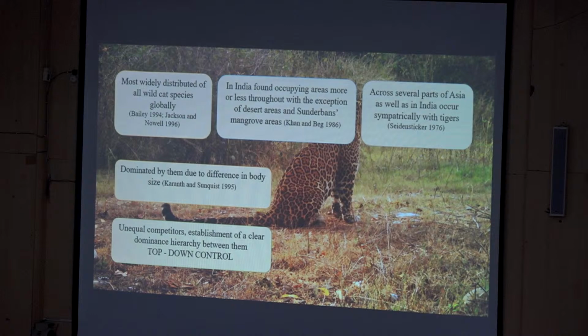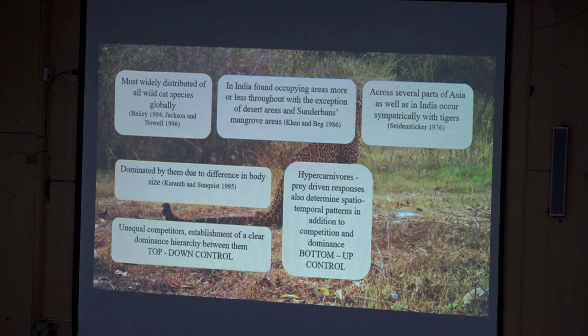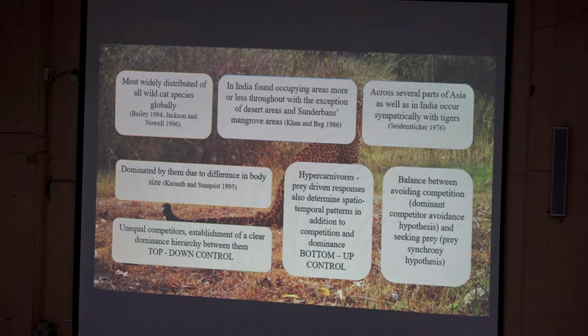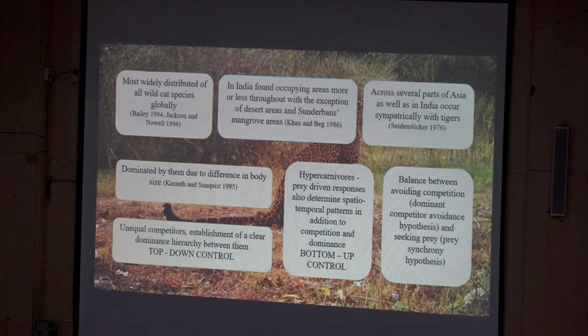There is establishment of a clear dominance hierarchy between the two, with tigers exerting top-down control over their less dominant counterparts, the leopards. However, leopards being hypercarnivores do show favorable responses in the spatial patterns in addition to competition and dominance. This forms the basis for bottom-up control. Therefore, there is a neat balance between avoiding competition as well as seeking prey for leopards, and there will be tradeoffs between these two in an ecosystem.